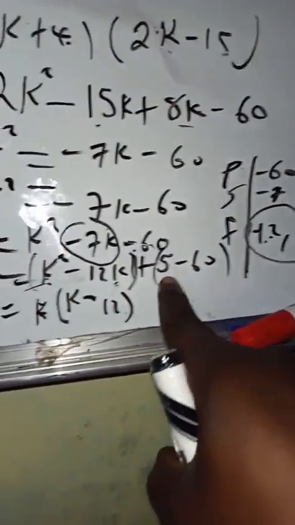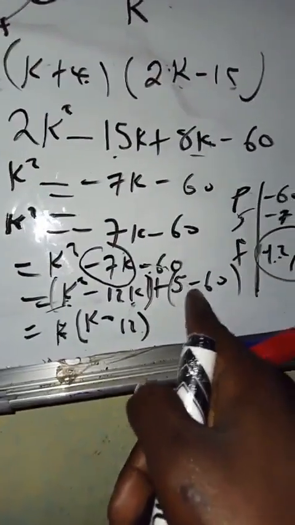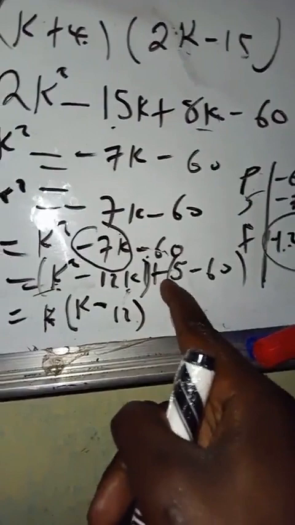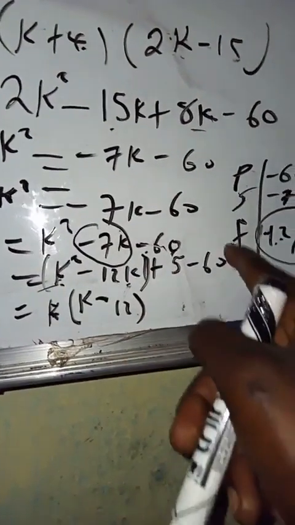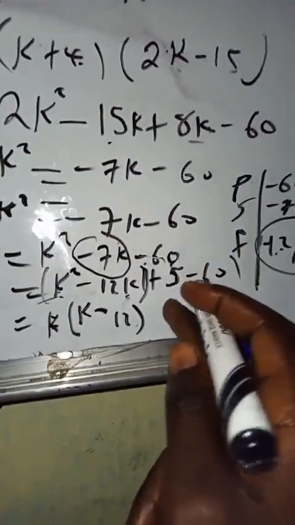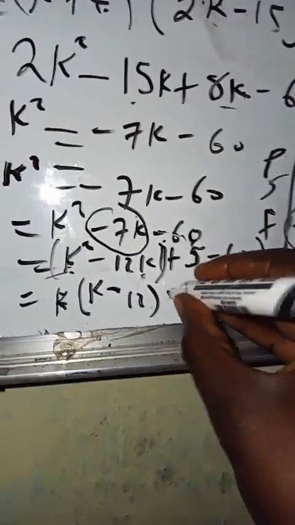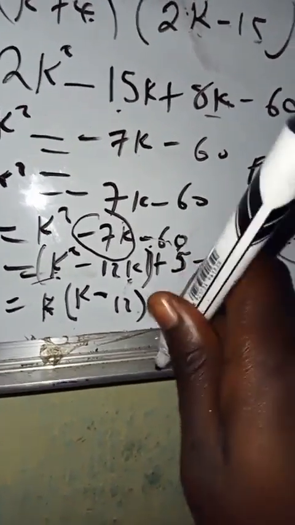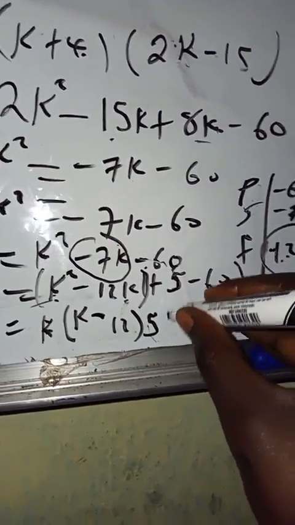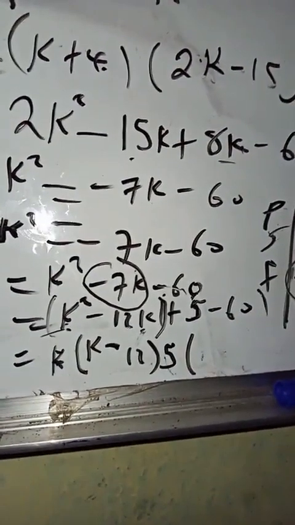what's the common factor between 5 and 60? I don't have to put the brackets here. 5 and 60, what's the common factor? 5, of course. I don't mind writing. So I must have a 5 here. Then you open bracket.